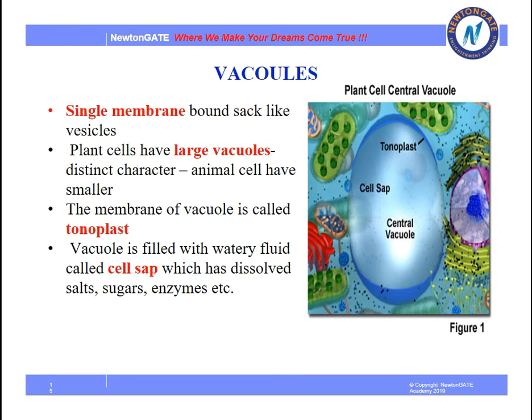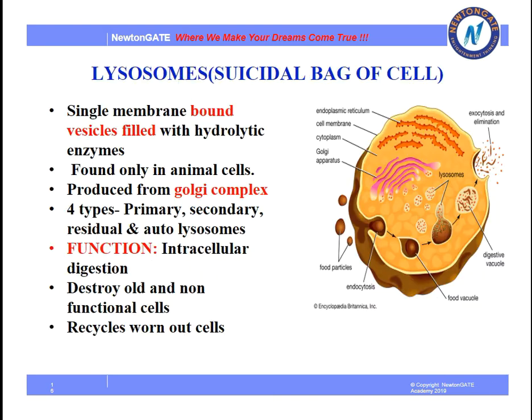Single membrane-bound sac-like vesicles are termed as vacuoles. Vacuoles are membrane-bound organelles that can be found in both animals and plants. Plant cells have large vacuoles, that is a distinct character of them, and the animal cells have smaller ones. The membrane of the vacuole is called tonoplast. Vacuole is filled with a watery fluid called cell sap, which has dissolved salt, sugar, enzymes, etc.